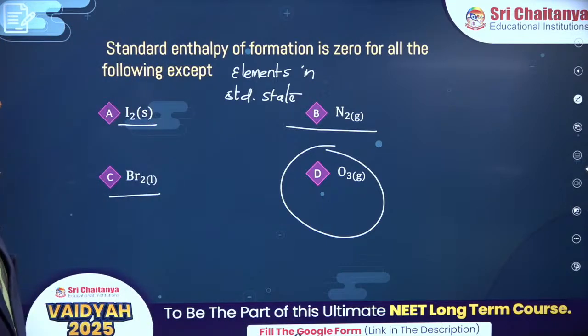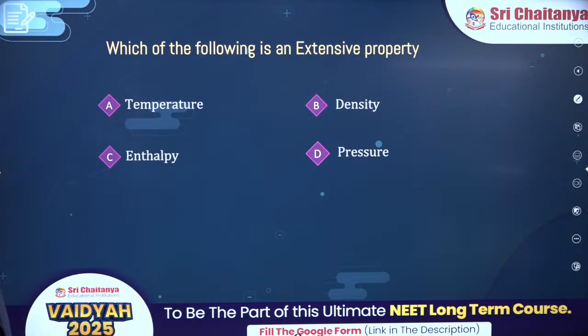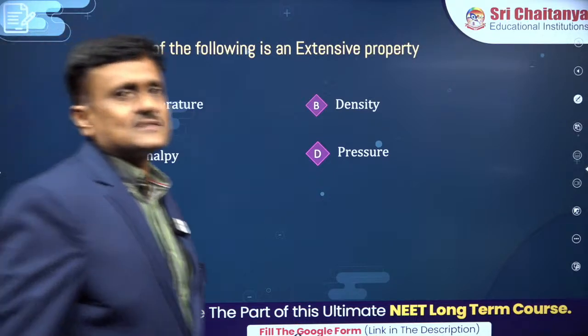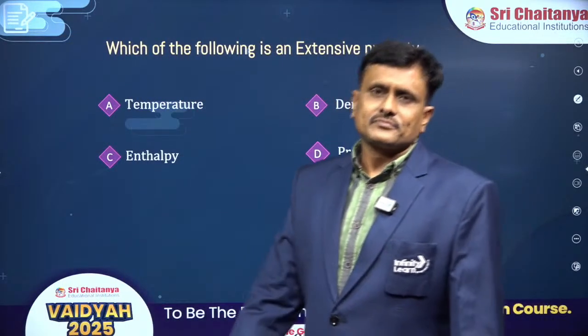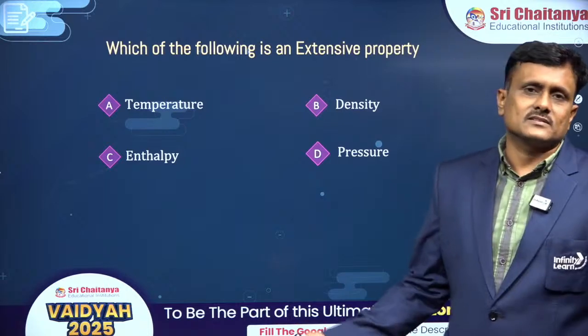That's a brilliant answer, Rebecca and Ashley. Which of the following is an extensive property? Can anyone give the answer? Extensive means what? Energy, right? E for extensive, E for energy.